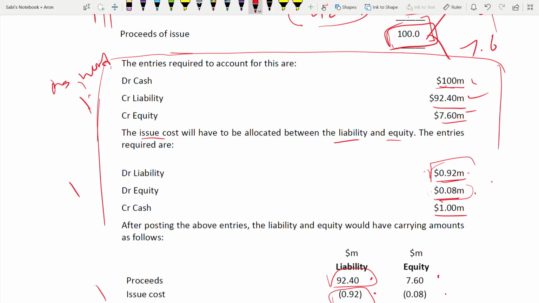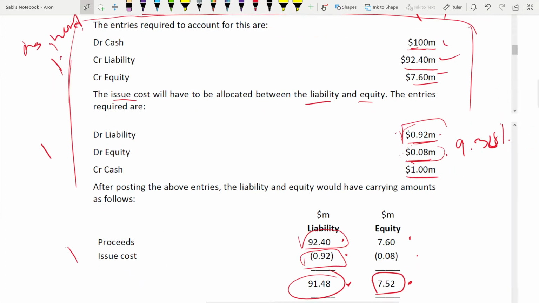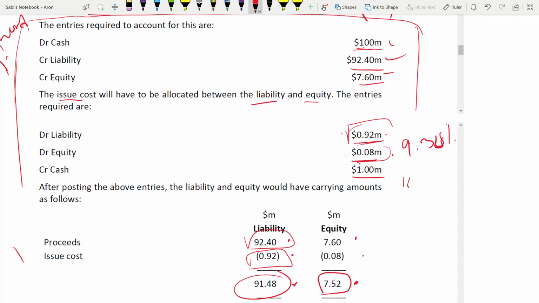Okay, 1 million is given. So the question is, issue cost is this one and the impact is to increase the effective interest rate to 9.38%. So it is something to do with this 9.38%. So we'll check. 100, right? Issue cost is 1, so it's 99. Out of this, we'll find out what is 9.38% of 99. If you see 9.38% of 99, what is it? It is 9.2862. Okay.